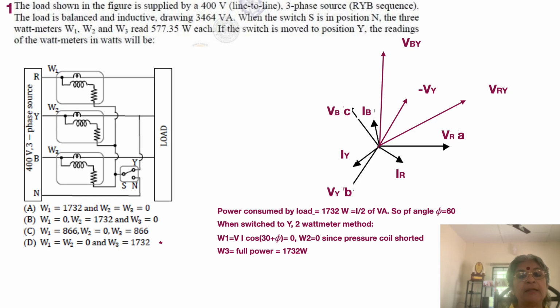Okay, so now let's look at the answers and start thinking about how to do the problem. The answers tell us that W1 is 1732, 0, 866 and equal to 0 as far as A, B, C, D are concerned. W2 is equal to 0, it's equal to 1732, and W2 is equal to 0 in the subsequent cases. Finally, W3 is 0, 0, 866, 1732.